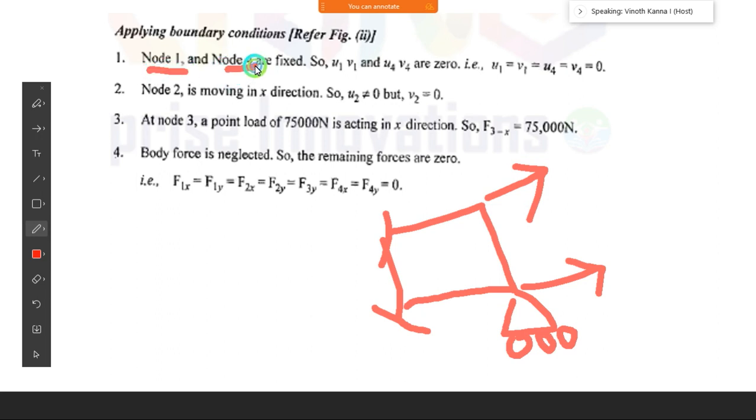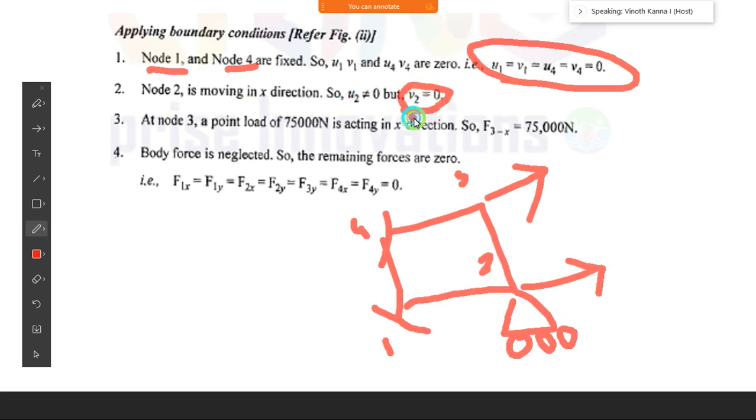Look, node 1 and node 4 are fixed. The 1, 2, 3, 4 nodes. So 1 and 4 are fixed, so U1, V1, U4, V4 must be 0 because it is a fixed end. Node 2 is moving only in the x direction, in the y direction there is no motion, that is V2 is equal to 0, U2 is not equal to 0, you need to find out the U2 value. And at node 3, the load is acting towards the right side, so you have to put 75,000 Newton. It is 75 kN they are giving. So 75,000 Newton, and everywhere else there is no force, so everything becomes 0.